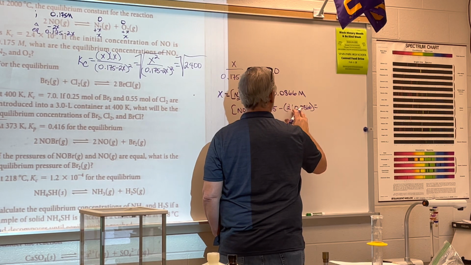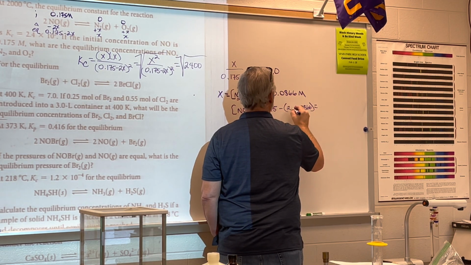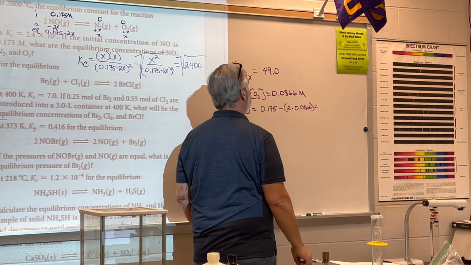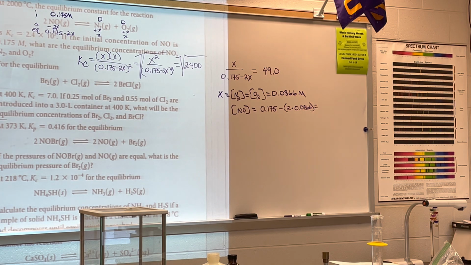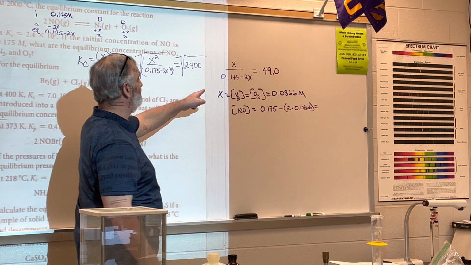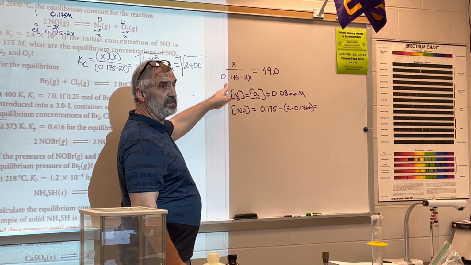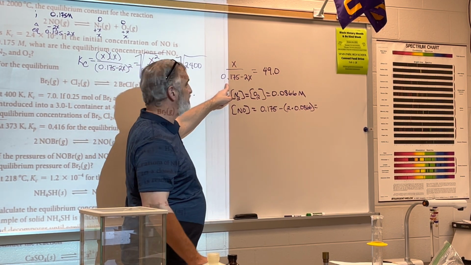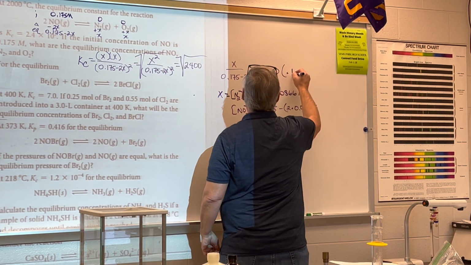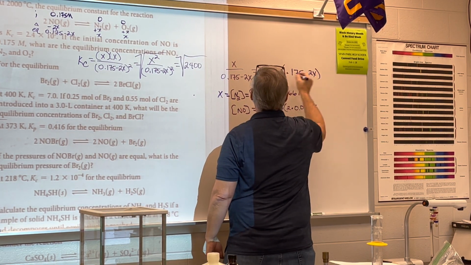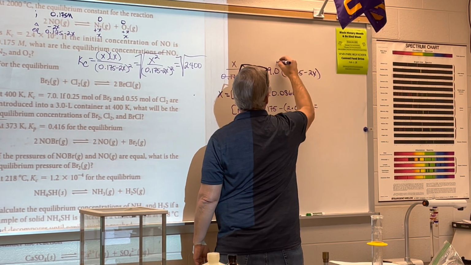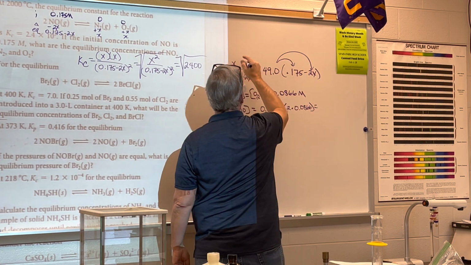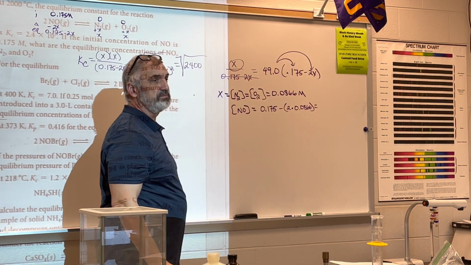Actually, I need to do that. Yes, sir. So, how did you get 0.086? We just did algebra right here. You just solve for x. Yeah, but how do you solve for x? Okay, it's algebra. You multiply both sides by 0.175 minus 2x. That gets rid of that. And then you're gonna have to distribute this times this times that, and then collect like terms.